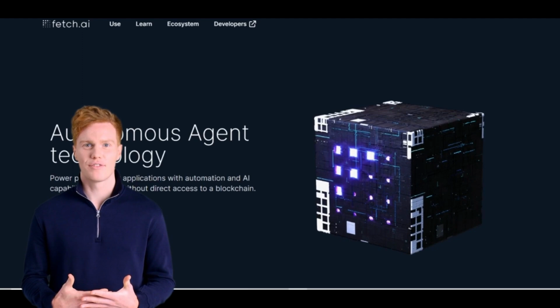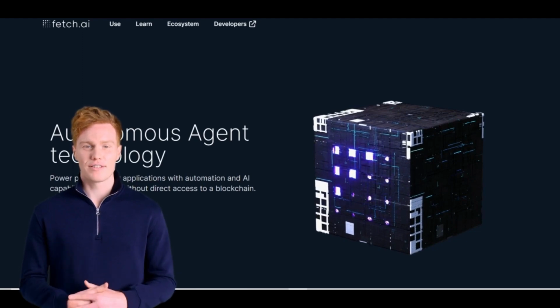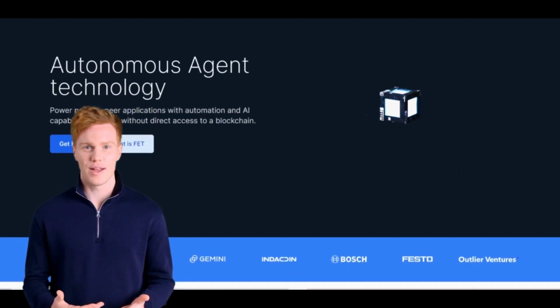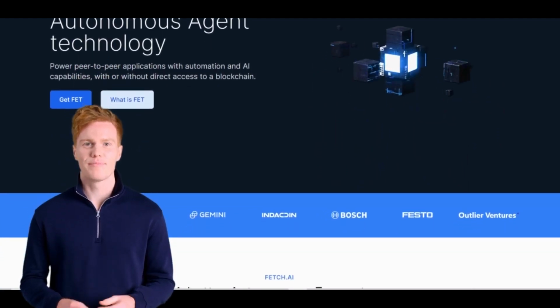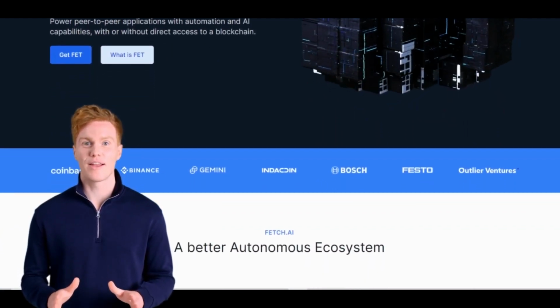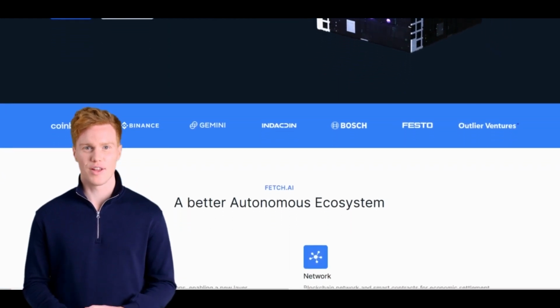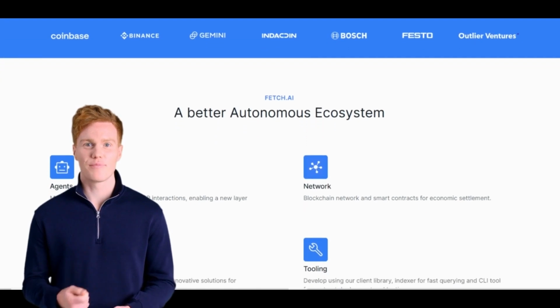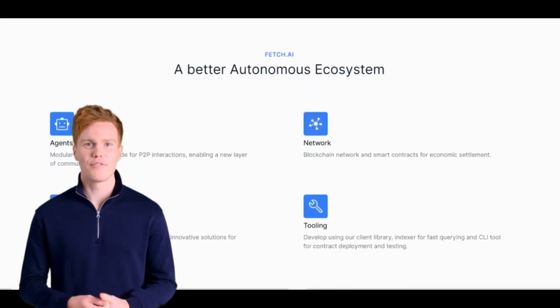FETCH.AI is a decentralized, open-source platform that provides the infrastructure for building and deploying autonomous agents that can interact with each other and with the real world. The platform is designed to allow agents to perform tasks and complete transactions, such as data sharing, problem solving, and trade negotiation, in a trustless and decentralized environment.